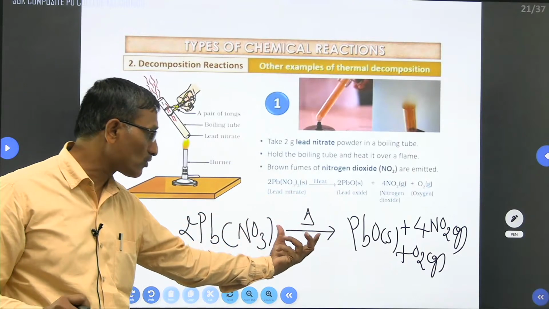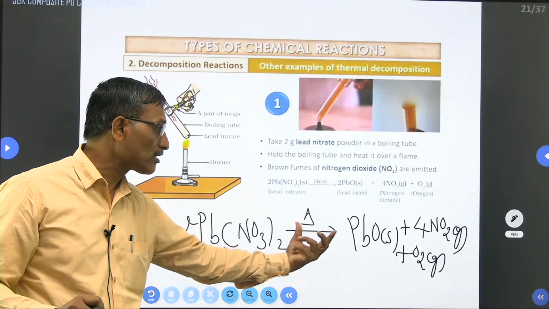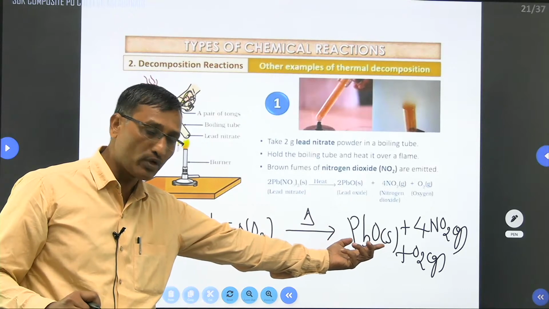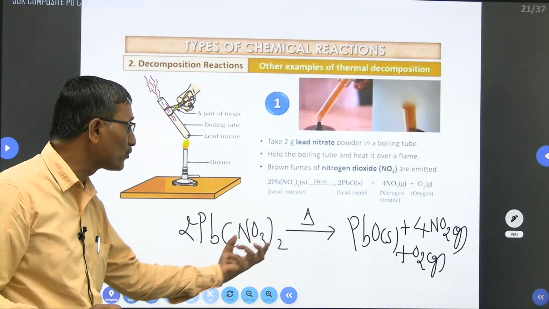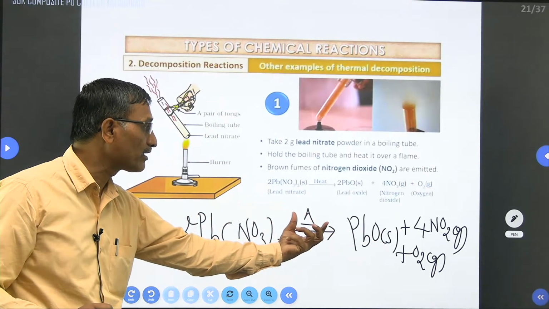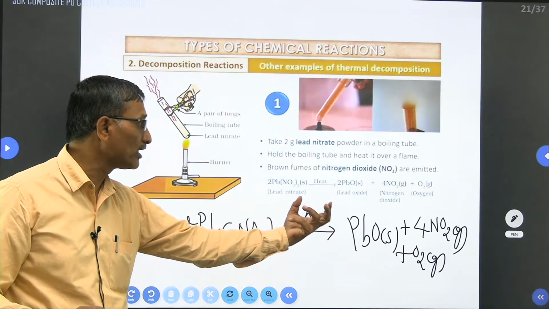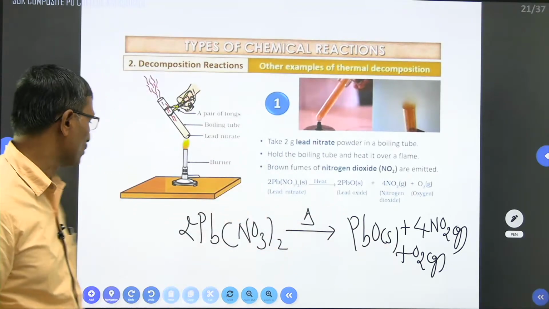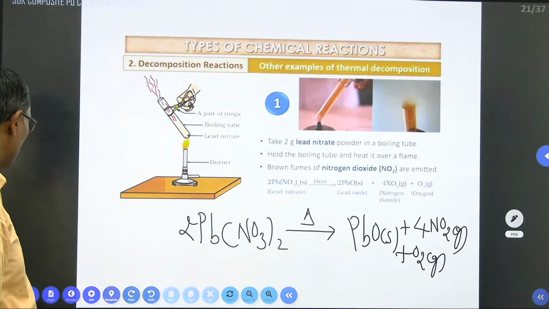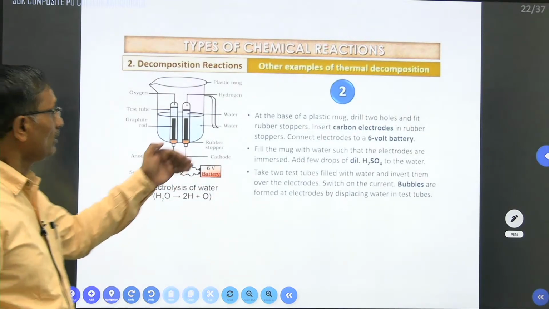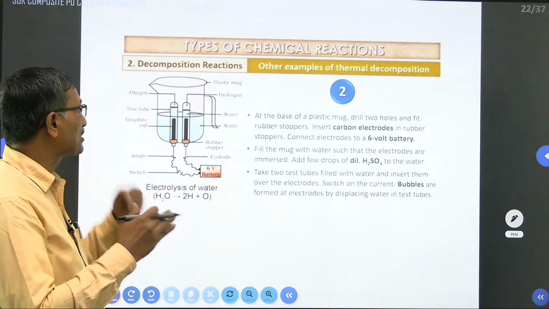This is also a method of preparation of O2 gas, by decomposition of lead nitrate in the laboratory. So now, coming to the next one, another example of thermal decomposition is given.